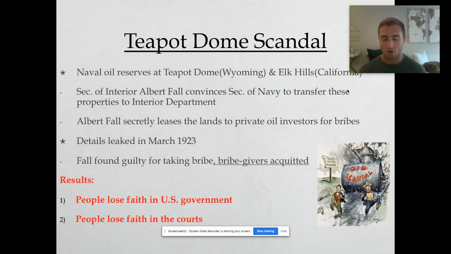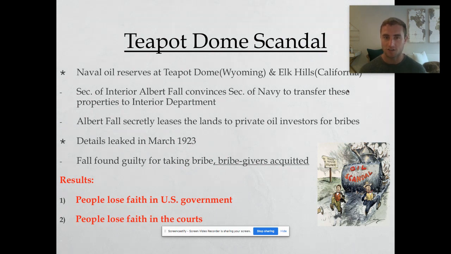The Teapot Dome scandal is Harding's biggest scandal. His appointee, the Secretary of the Interior, Albert Fall, is going to do something quite dastardly. We have lands, nature reserves that have oil, that are reserved for the Navy. These are lands that the Navy is going to need for oil to fuel their military ships, what have you. One is in Wyoming and one is in California.